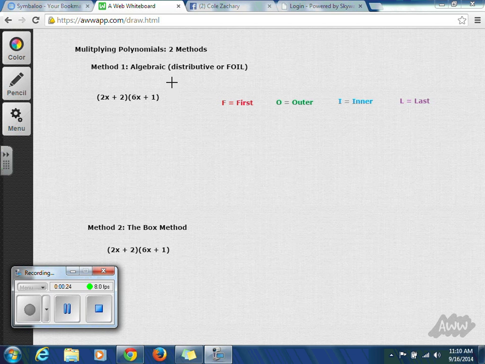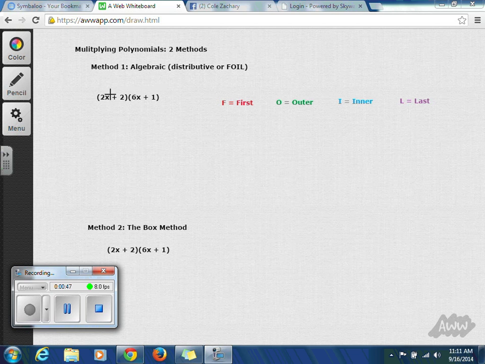The first method that we're going to be looking at is the algebraic method. When you have just one number on the outside, followed by multiplying numbers on the inside of the parentheses, that's just called the distributive property. When you have more than one number in parentheses multiplied by another one, we use what we call the FOIL method, and that's what I will demonstrate here.